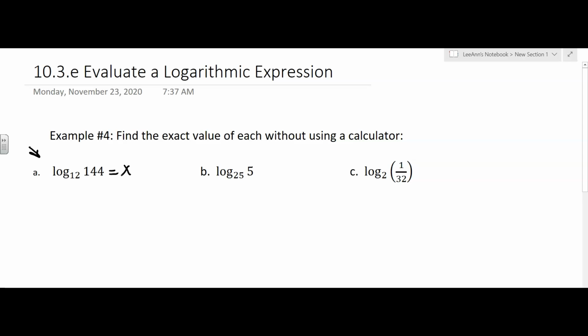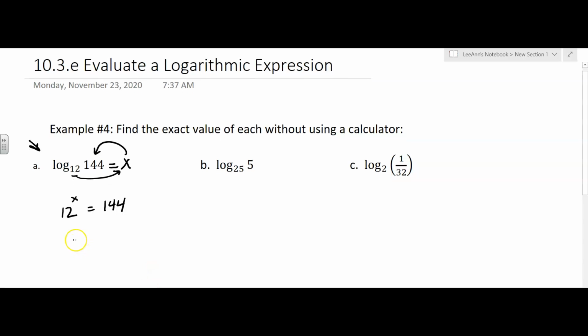Okay, now that it's an equation, I take the base, 12, go get the exponent, x in this case, equals 144. So then I can think about, well, 12 to what power would be 144? Well, 12 squared, right? So in this case, x equals 2.